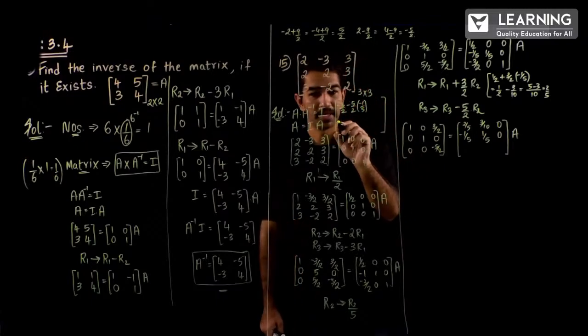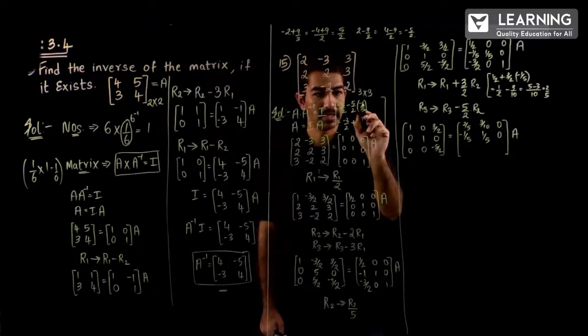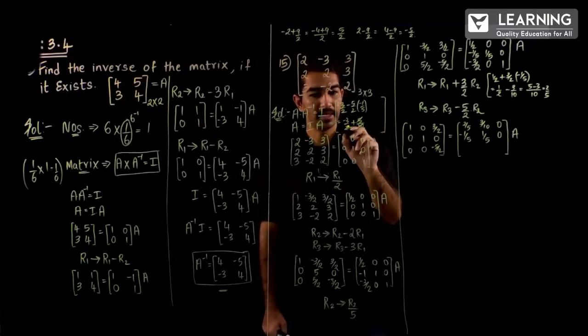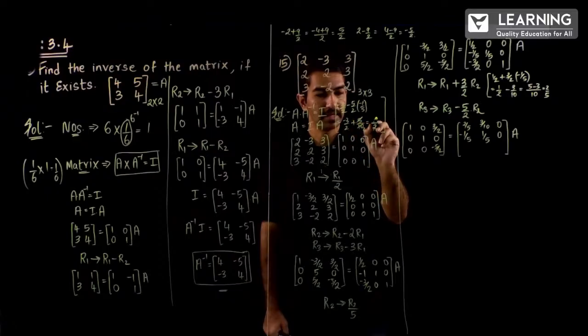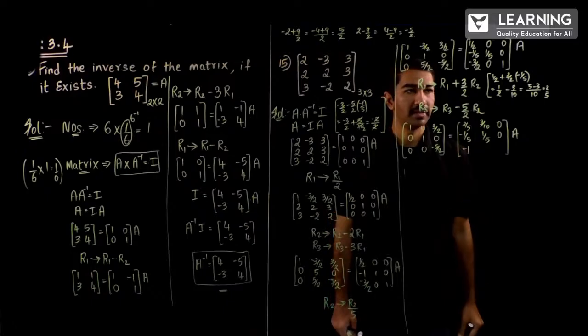So this will be equal to how much? Minus 3 by 2 plus, minus into minus is plus, 5 by 5 2 is 10. So this is becoming 1 by 2. So minus 3 by 2 plus 1 by 2, which is equal to minus 3 plus 1 over 2, which is minus 2 over 2. So this will become minus 1. Here we'll be getting minus 1.